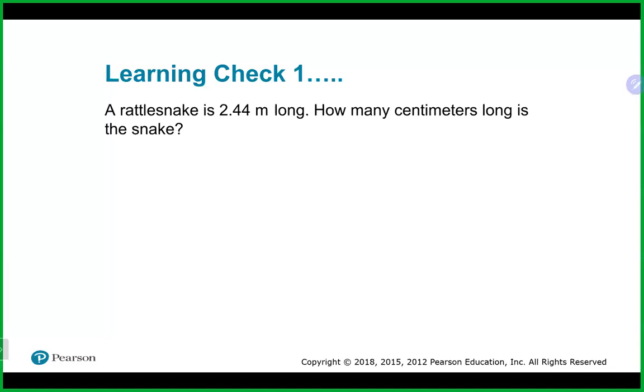All right, so here we want to know how many centimeters is a 2.44 meter rattlesnake. That doesn't sound fun, so we'll go with centi. Centi again, just for some practice here, 10 to the minus 2. So give it a go, see what you come up with.